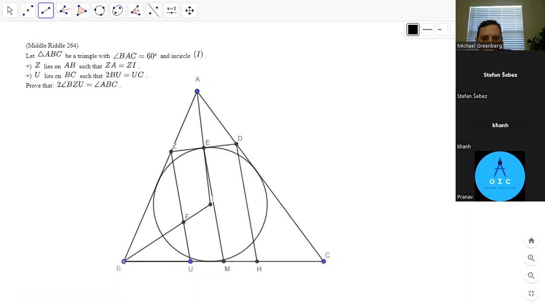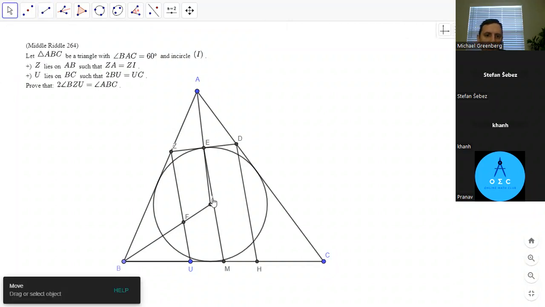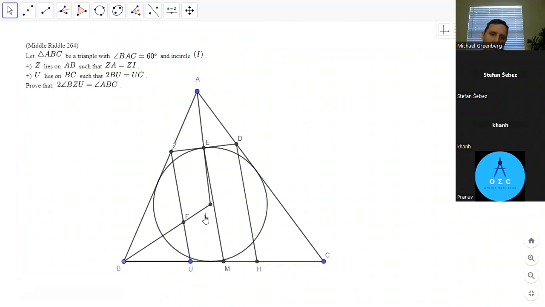Did you use the fact that ZU is parallel to DH? Yeah, I mean, I think this is easy to prove, right? The parallel? Yeah. How do you prove parallel? Let me just think. I did use that it is parallel, but is it that obvious? Yeah, it looks to be very true, but I don't see it.